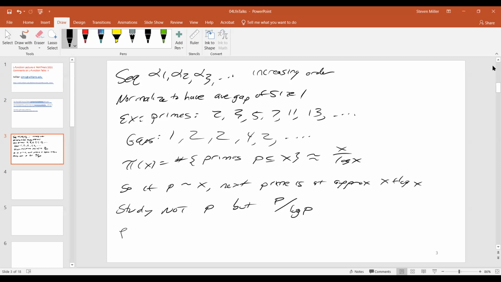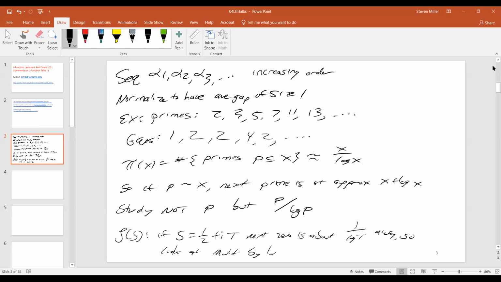For the Riemann zeta function, if s is equal to 1/2 plus it, the next zero is about 1 over log t away. So look at multiplying by log t, basically to unfold, to spread things out. Okay, does this make sense?